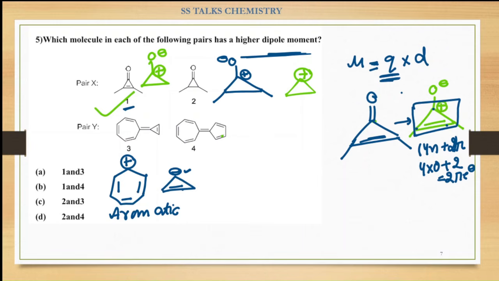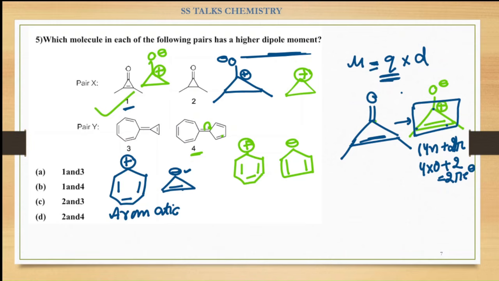Right. Now let us see molecule number 4, if I break these charges. If I shift the electron density like this, I will get a 7-membered ring where a positive charge will be present, and the other species I have got is a cyclic 5-membered ring bearing a negative charge.